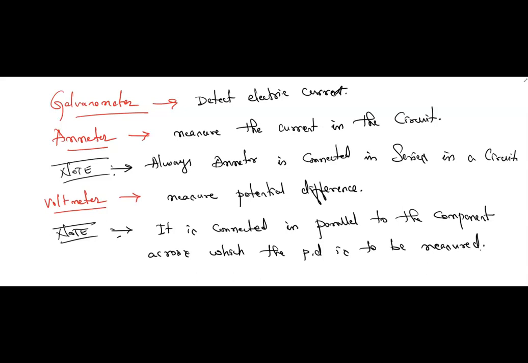So this is nothing but the basics of this chapter. I hope you have understood. Please make a note of the examination questions of this topic which I have explained now. Write the difference between galvanometer and ammeter. Next question, write the difference between ammeter and voltmeter.